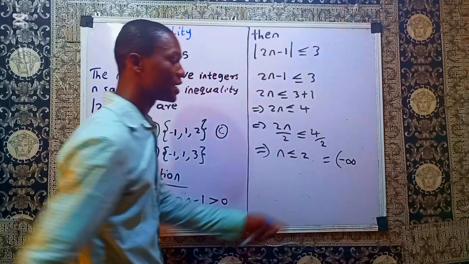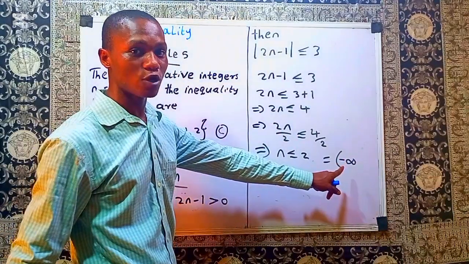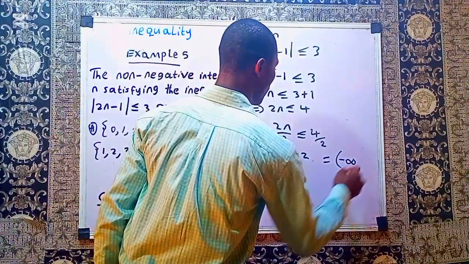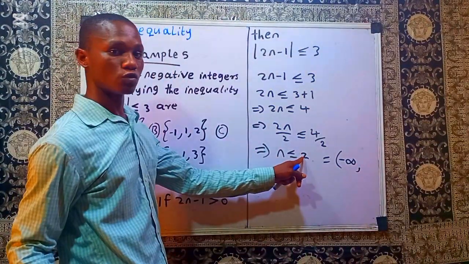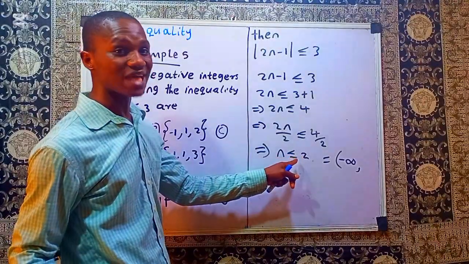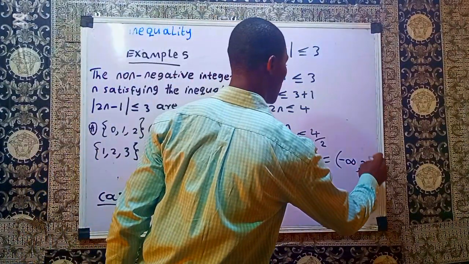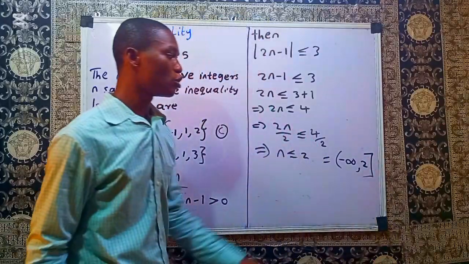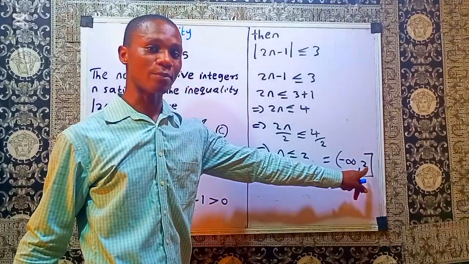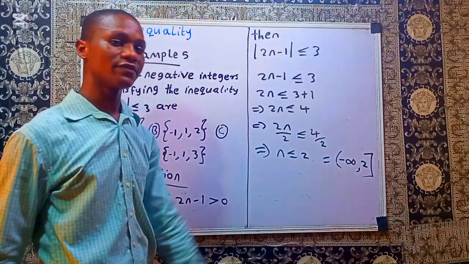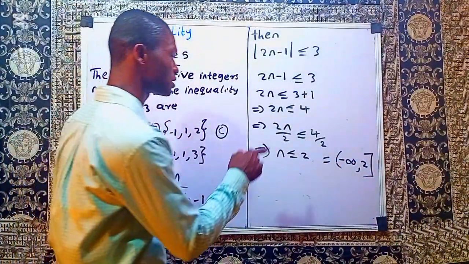So I'm going to have negative infinity. I'm using open brackets at infinity. That's what you are going to do, because infinity is not a real number. Then comma 2, because we don't have strict inequality, we have less than or equal to. So I'm going to put 2 and close the side of 2. Closing it means that 2 is among numbers starting from 2 down to negative infinity. So that's what we got in this case.